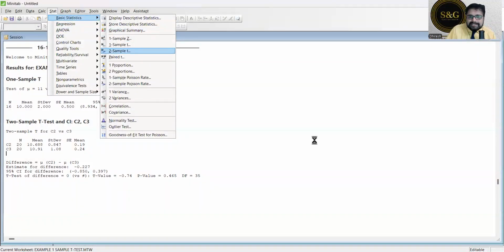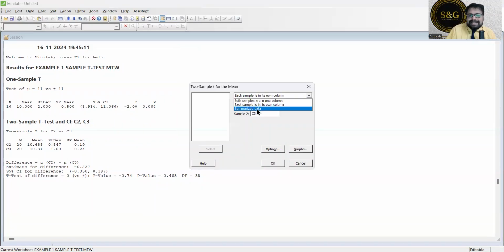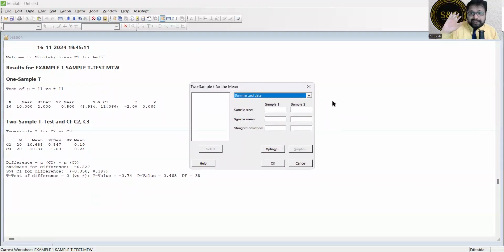Let's go to two sample t-test and I'm going for summarized data. Okay. Now listen to me very carefully. I am writing summarized data here. For sample 1, my sample size is 20. My sample mean is 10 and my standard deviation is 2. Here, my sample size is 20. My sample mean is 11 and my standard deviation is 2. Now I have taken exactly equal standard deviation. Are you getting my point?